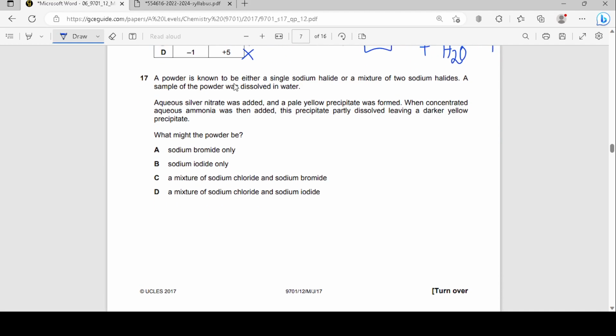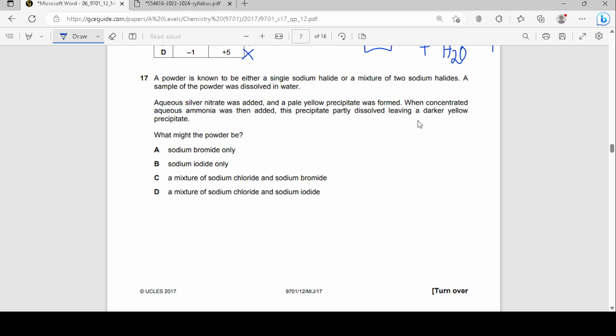Then next question. A powder is known to be either a single sodium halide or a mixture of two sodium halides. Now a sample of the powder was dissolved in water, and then aqueous silver nitrate was added, and a pale yellow precipitate was formed. When concentrated aqueous ammonia was then added, this precipitate partly dissolved, leaving a darker yellow precipitate.